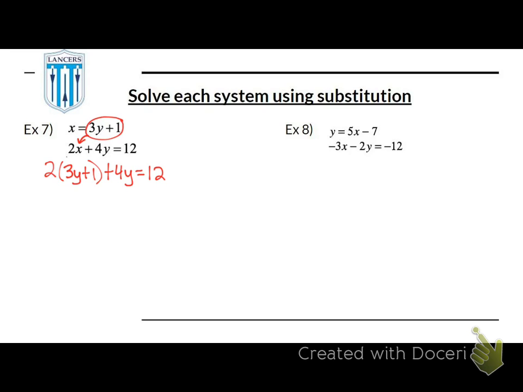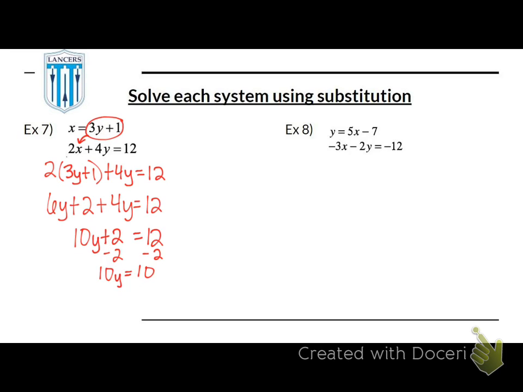When you distribute, what do you get? 6y plus 2 plus 4y equals 12. Combine like terms. 10y plus 2 equals 12. Subtract on both sides. At this point, it should almost be like muscle memory. We did this a lot last semester. We're going to do it a lot this semester. Last step to get y alone. Divide by 10. y equals 1.